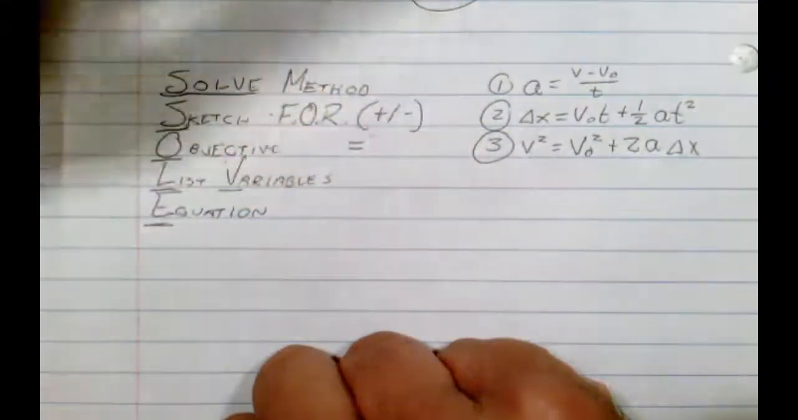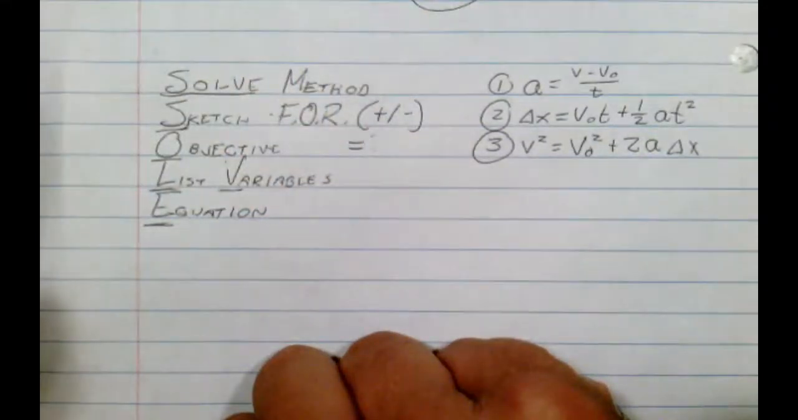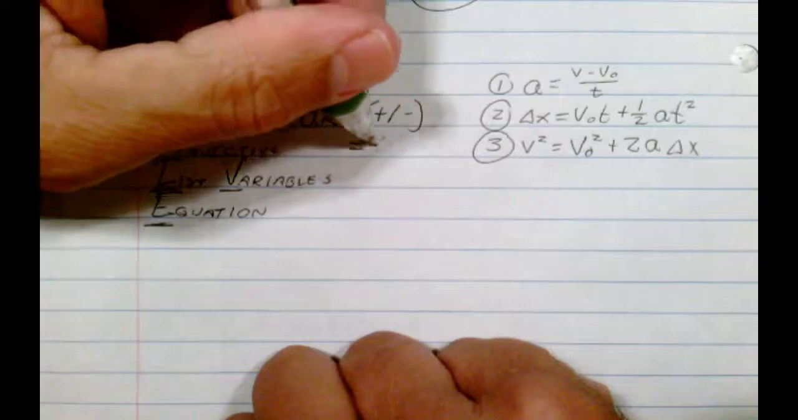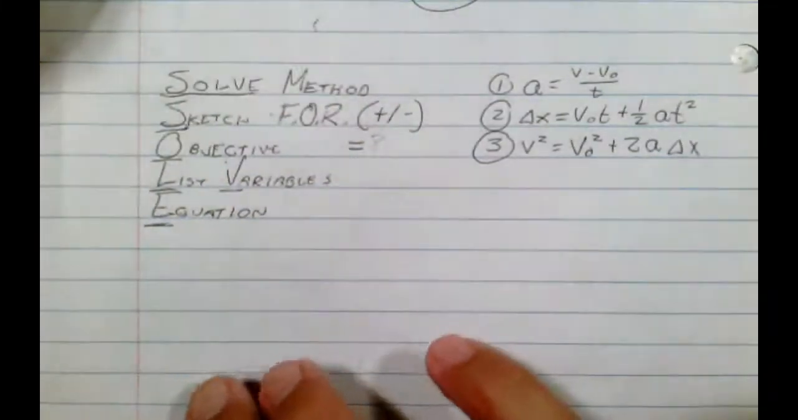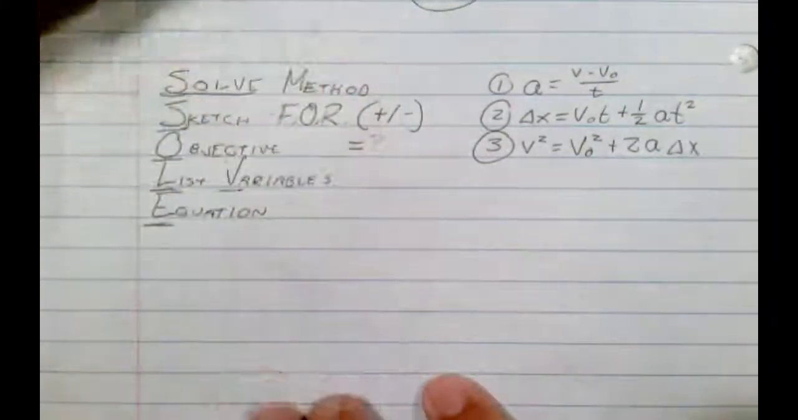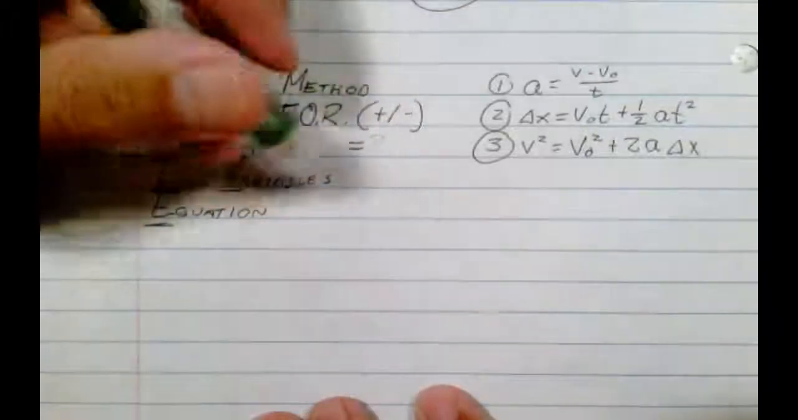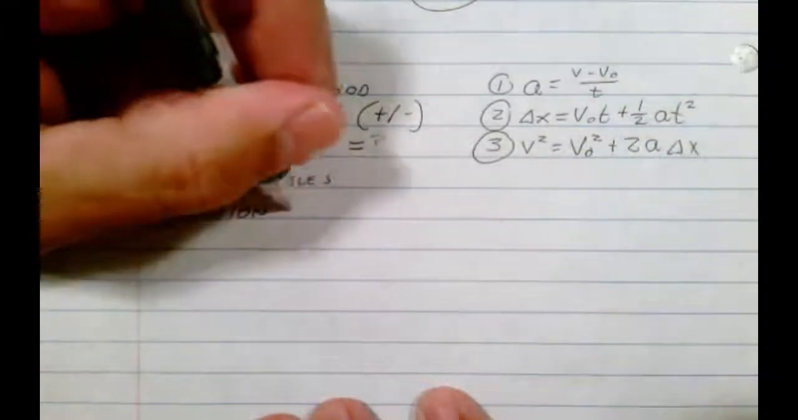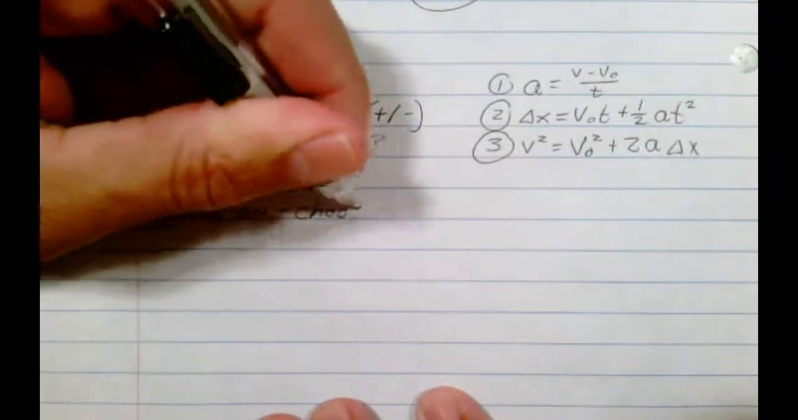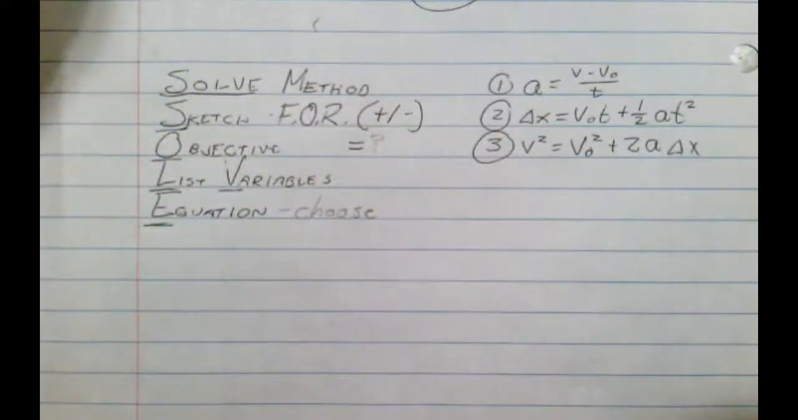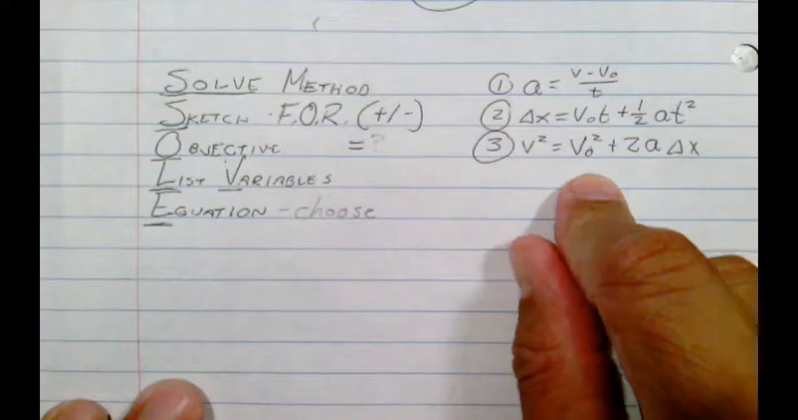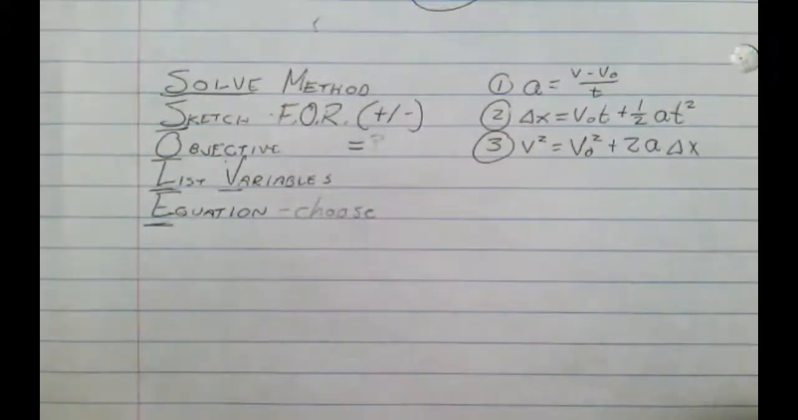My pen's given out, so I'm switching over. Some variable equals question mark. You'll see why we do that. List the variables, with their values. And then and only then, pick an equation. Choose an equation. So I want to show you with a sample problem.